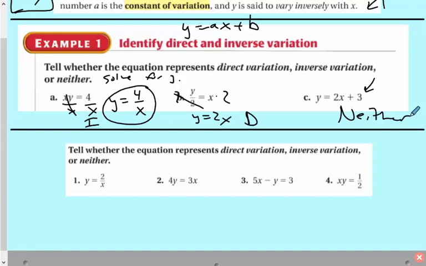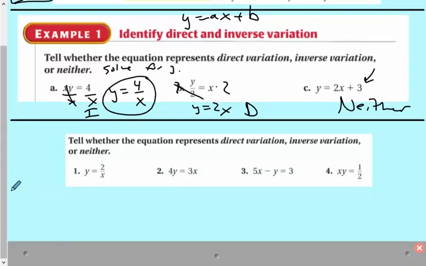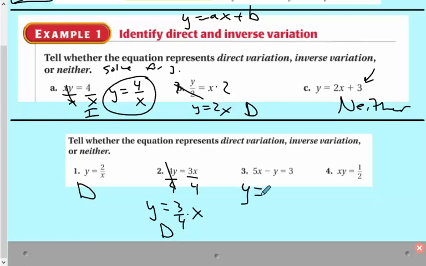Okay? I'm going to go over a couple more of these since these are pretty quick. This one's just already done. It's direct. 2 divided by x. If I divide by 4, I have y equals 3/4 times x. This would be direct variation because a is 3/4. This one here, if I subtract 3, if you solve that for y, you're going to get 5x minus 3. This one's neither. And then this one here, if I divide by x, I have y equals 1 over 2x. You have x on the bottom there.